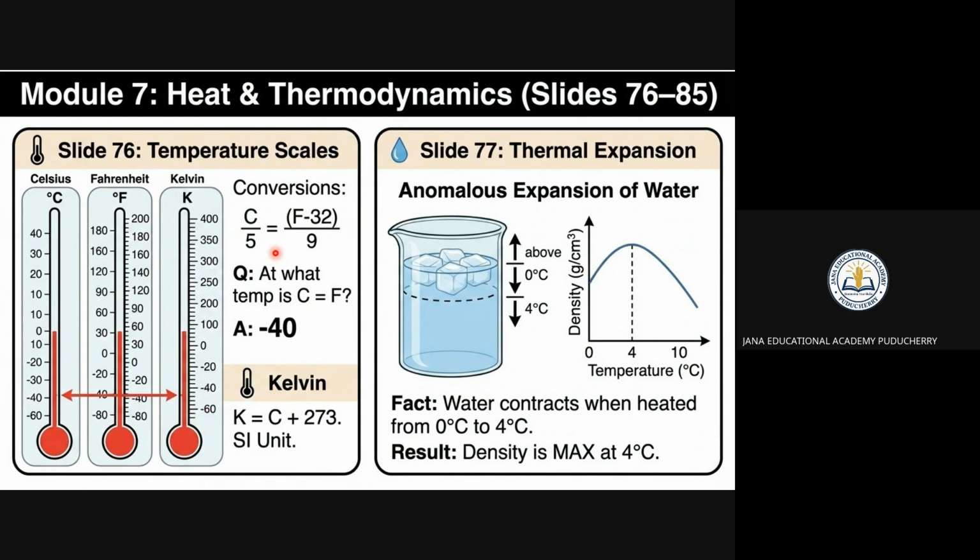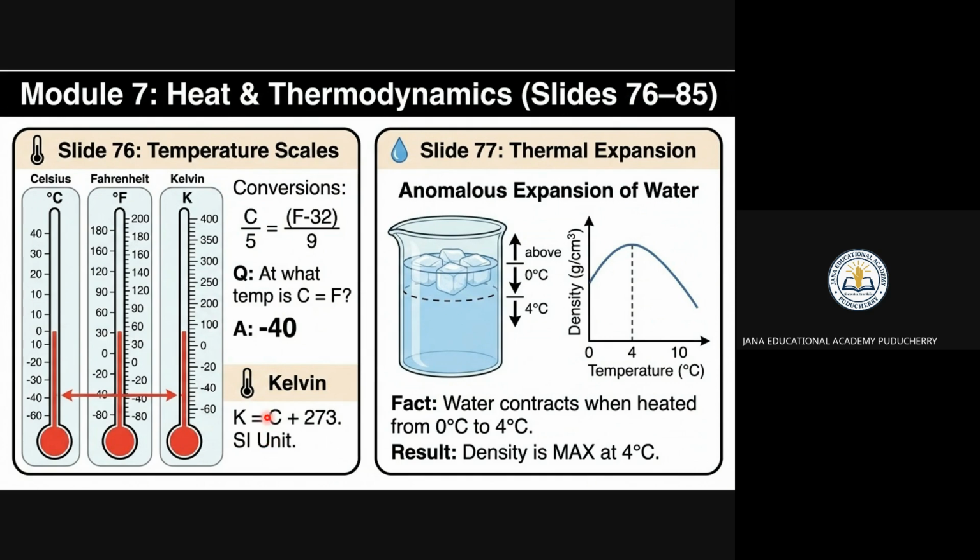We know the formula to convert Celsius to Fahrenheit. At what temperature are Celsius and Fahrenheit the same? It is minus 40 degrees. Kelvin is Celsius plus 273, because it relates to the boiling point and the freezing point. Celsius is between 0 and, I think, 112 degrees.